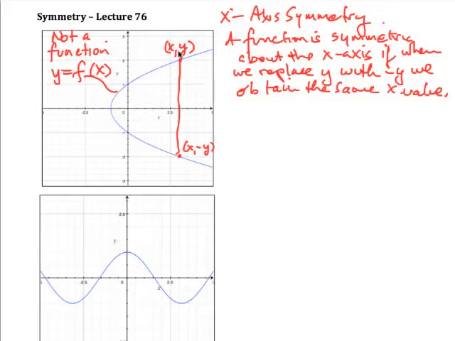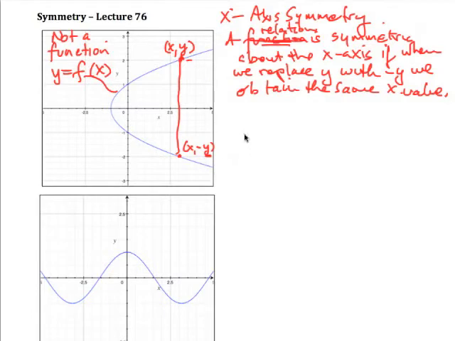Okay, so in other words, if the point (x, y) is on the relation, and I should say a relation really, because in this case it's not a function, then the point (x, negative y) is on the relation. And so we can see here that we have a direct mirror image of these points. The way to test for it is to replace y with negative y and see if we get the same x value. And we'll do some examples and show how to do that.